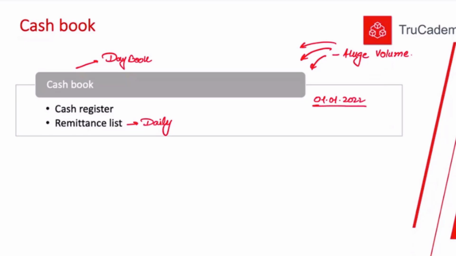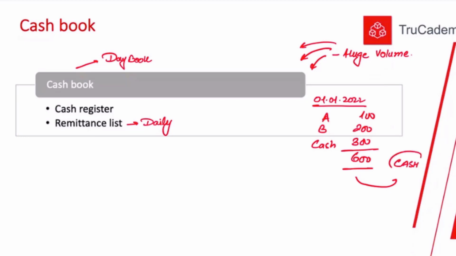So whenever the cashier receives cash, for example, from A we receive $100, from B we receive $200, from cash sales we receive $300, and in total we receive $600. Then at the end of the day, he will take this list and compare it with the cash in the till. If it is confirmed that he is actually holding $600 and the same amount appears on the remittance list, then he will post the summary to the cash book or day book.